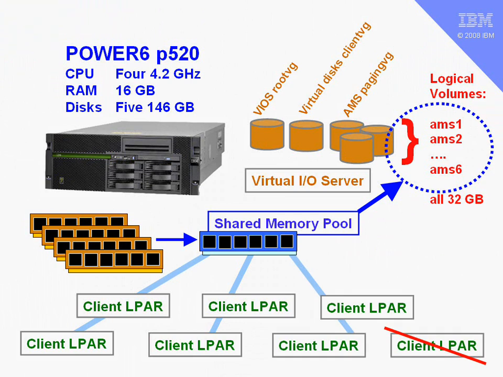In this case, we've only got 6 logical volumes, so the 7th logical partition can't actually start up because it hasn't got a logical volume for its paging space. If we wanted to start a 7th, we'd have to add more logical volumes to the VIO server and add those to the shared memory pool.